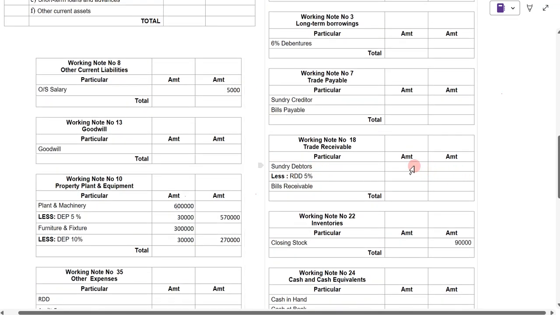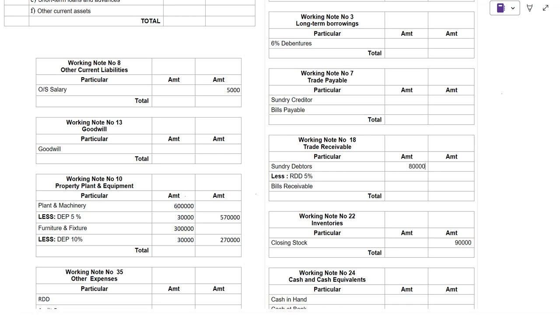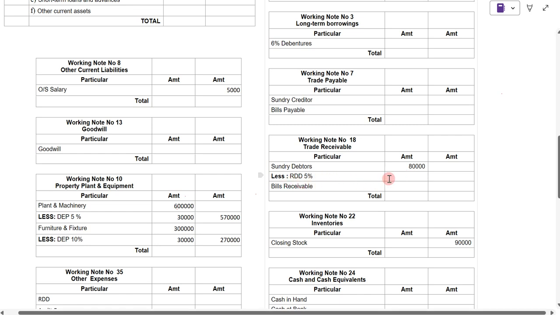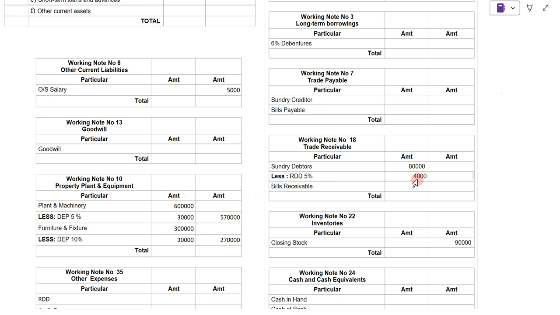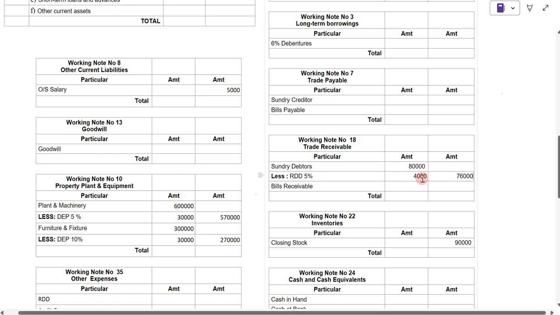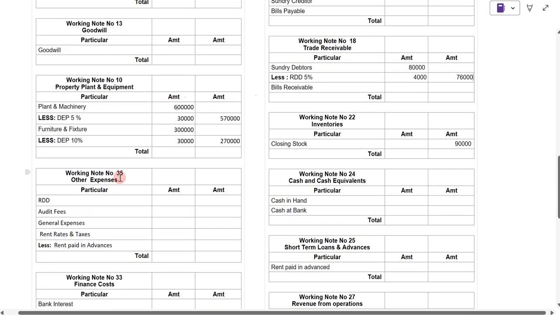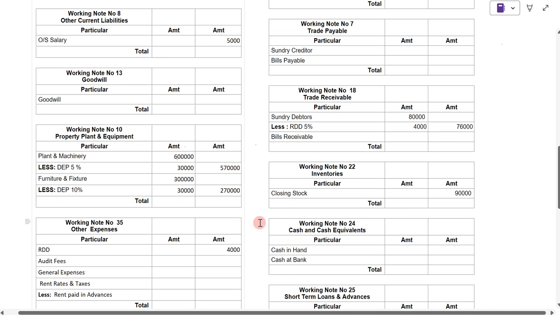So total sundry debtors are 80,000. Then provide 5% RDD, 5% on 80,000, 4,000. So 80,000 minus 4,000, 76,000 is the balance. Now the second effect of RDD, that is 4,000, we have to give in note number 35, that is other expenses. So write in the particulars, RDD 4,000. Then bills receivable 40,000.